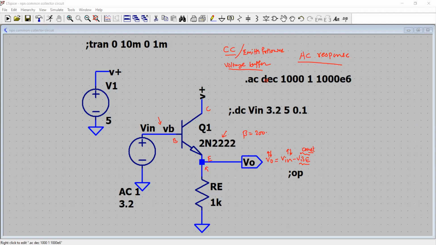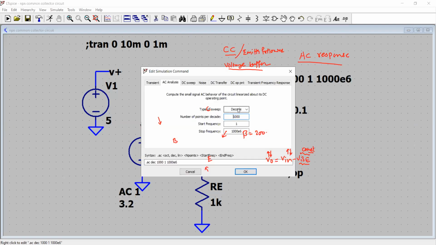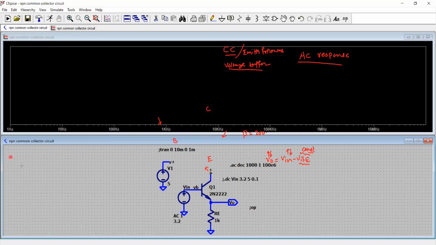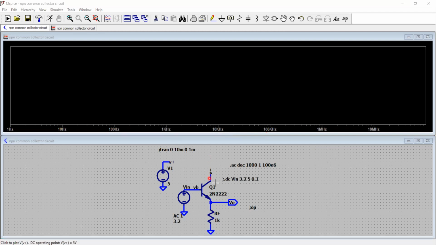So I am going to now put in the AC analysis. I'm using the SPICE syntax like this, dot AC, decades. Just right click, I'll show you this. Type of sweep is decade, number of points is 1000, start frequency 1, end frequency, let's say, 100 mega. I click OK, and I click go here to simulate. I have this graph right here. Before that, let me clear all the drawings. And now I am going to plot this output right here.